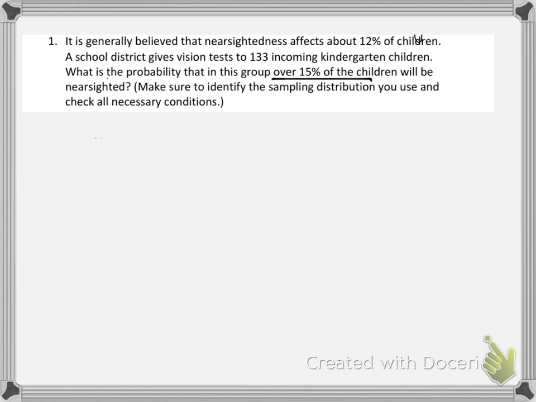All right, so the type of sampling distribution we are having, this one's going to be a proportion. The reason is they didn't give us a standard deviation, so we're going to have to calculate it. And that right there tells you.